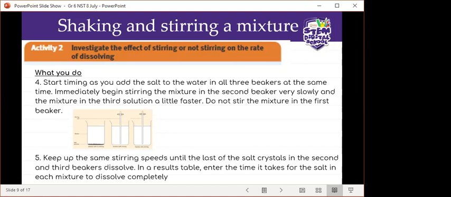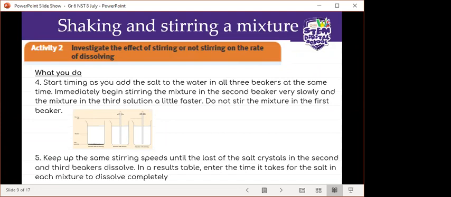So a friend or someone assisting you would be holding a stopwatch or their cell phone to measure the time it takes for that salt to dissolve. So we can just go back to the fourth instruction, which says you start timing as you add the salt to the water in all 3 beakers at the same time. So you would probably need to work in groups of 2 each, okay?